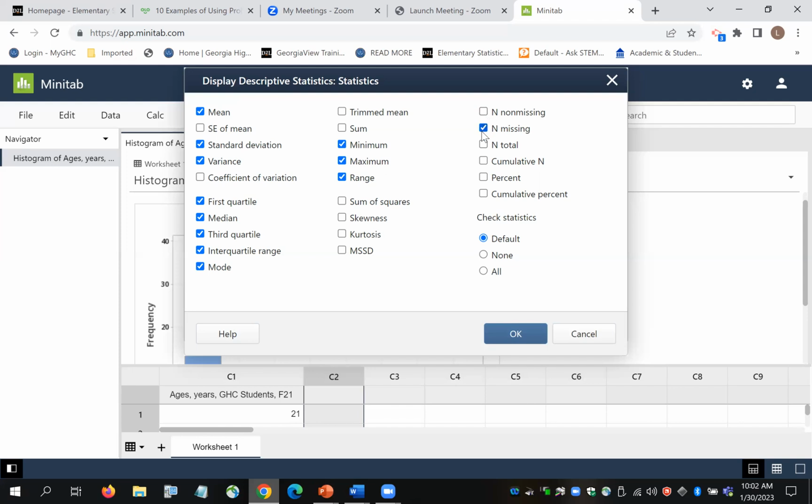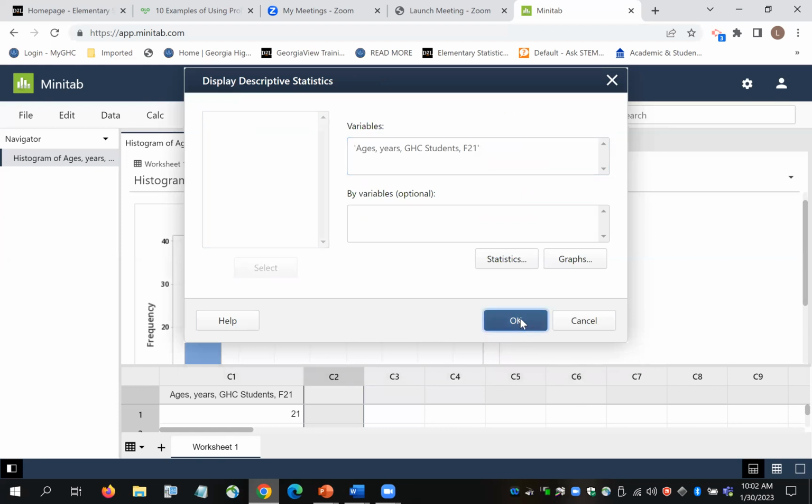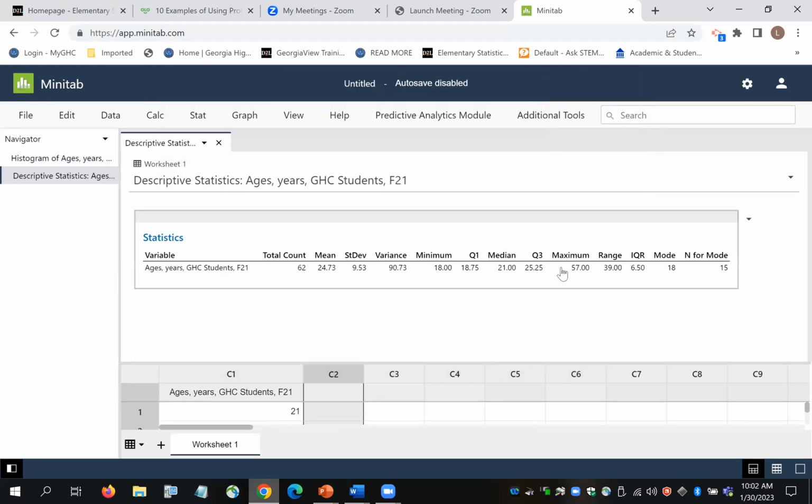I don't need non-missing and missing. I do need the total number of n. So again, I'm going to pause there for just a minute so you can make note of the things to check. Again, the list is available on the assignment, on the homework, on the test. You don't have to memorize it. Okay, so then I click OK. And I click OK again. And it displays all of those calculations at one time.